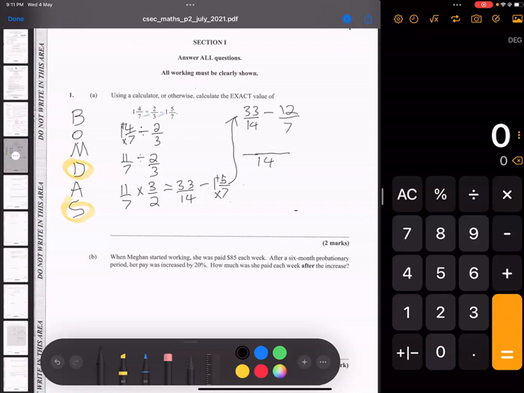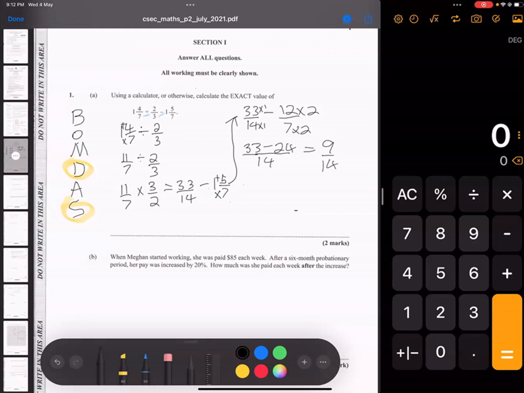So for our numerators, our 33 will stay the same because 14 times 1 gives us 14, so 33 times 1 will give us 33. But 7 times 2 gives us 14, so we also have to multiply the numerator 12 by 2. 12 times 2 gives us 24. Now we can subtract. 33 take away 24 leaves 9, and our final answer would be 9 over 14. Very simple.